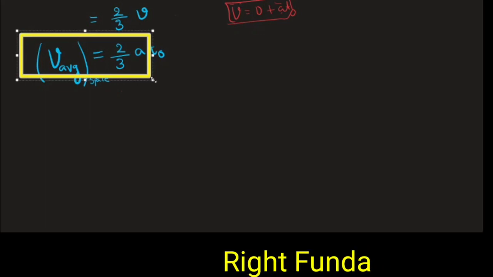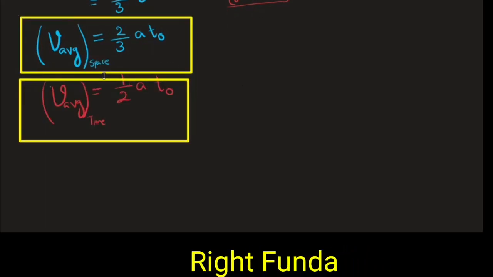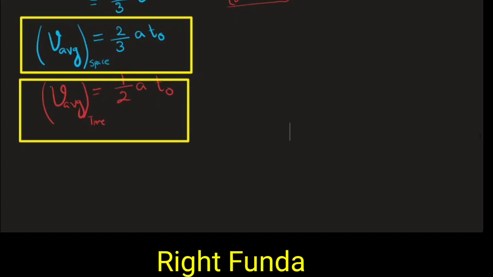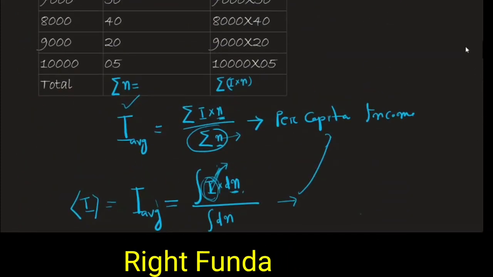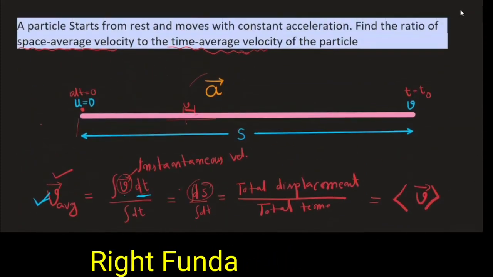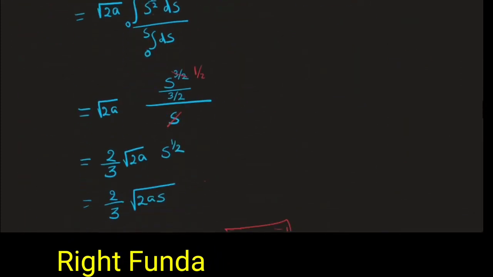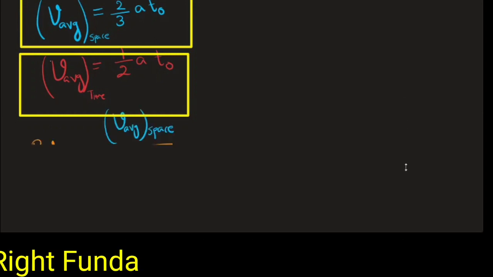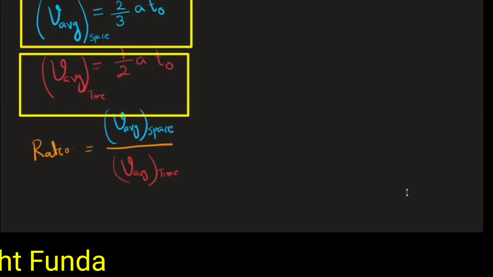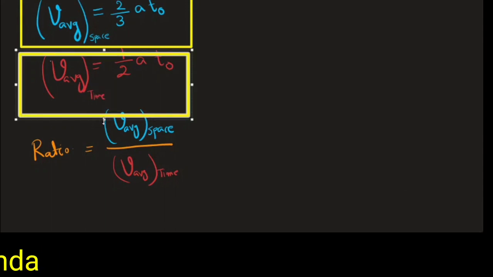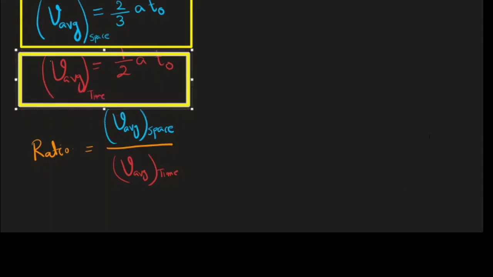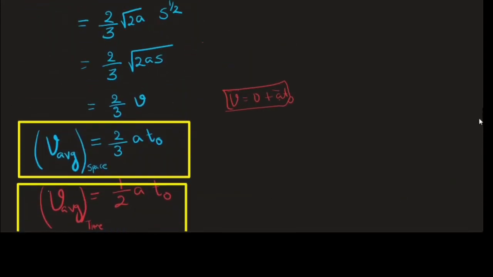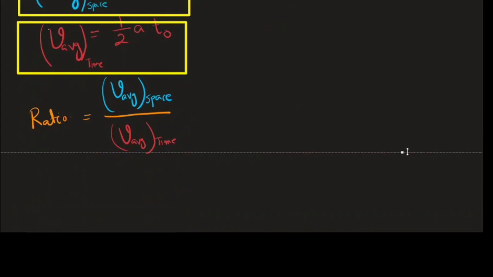One is the time average velocity, one is the space average velocity. We got both averages. The question is saying to find the ratio of the space average velocity to the time average velocity. So if you divide both, you get the ratio, space average velocity by time average velocity. If you substitute the values, 2/3 a t0 is the space average and half a t0 is the time average, then we can get the required ratio.